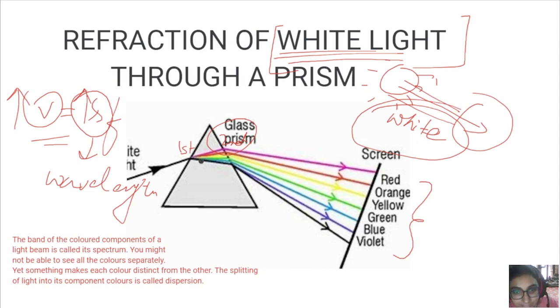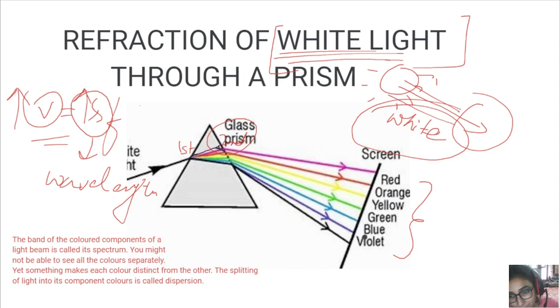if I had extended the incident ray, it is almost parallel to the red, right? So in this case, you can very well understand how small the angle of deviation is. So that means since red has the greatest wavelength, or it has the greatest speed, it will deviate the least. Okay. Next comes orange. Orange's wavelength is second highest, so it will deviate the second least.